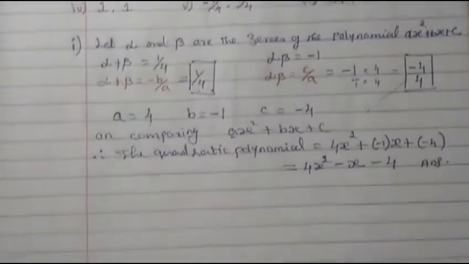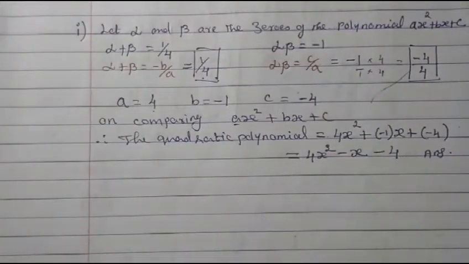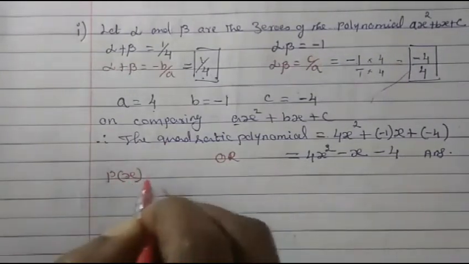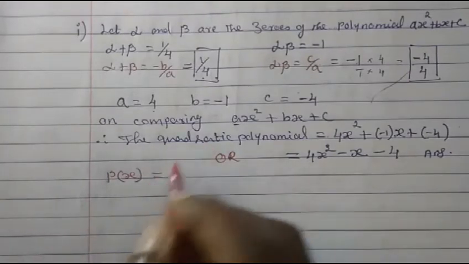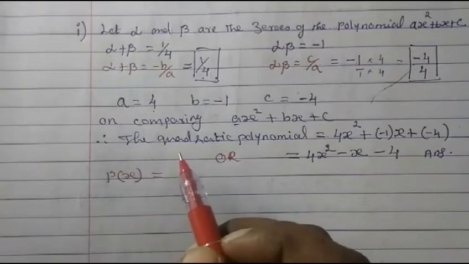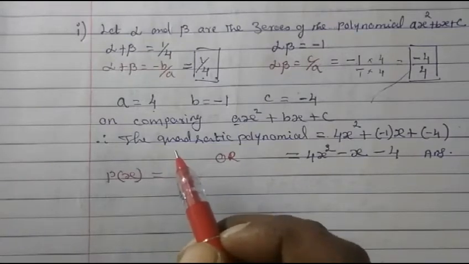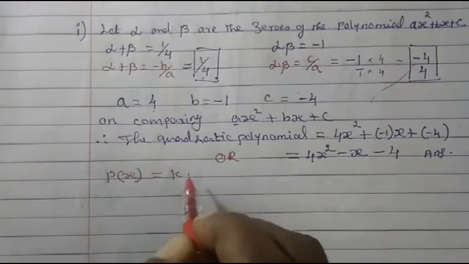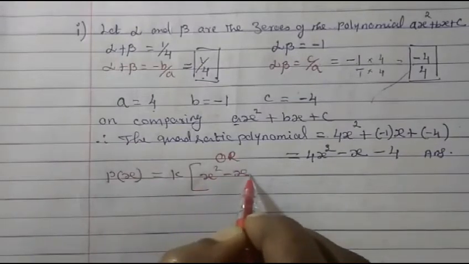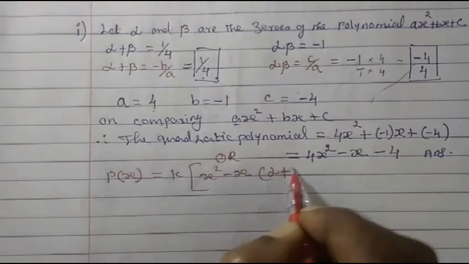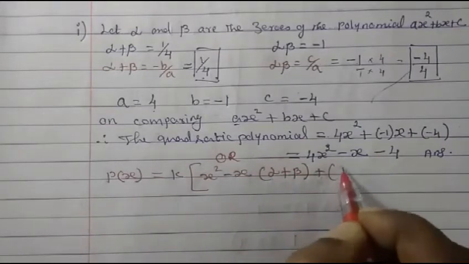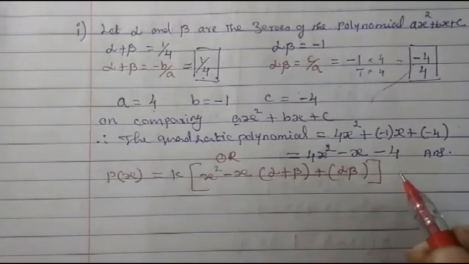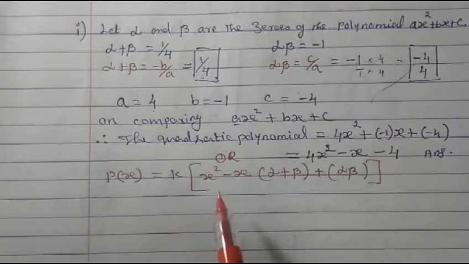So this is one method. Now another method is using the identity. In the introduction part, when we were studying the relationship between the zeros of the polynomial and its coefficients, I explained to you the identity: k times x square minus x times the sum of the zeros plus the product of the zeros. So this is the identity you have studied. You can use this identity and then find the polynomial.